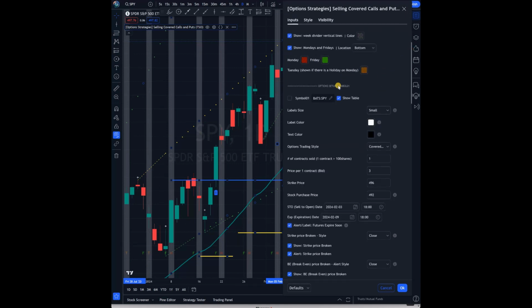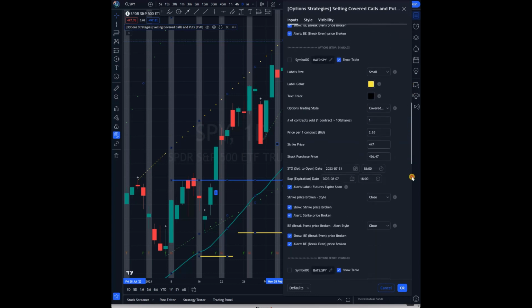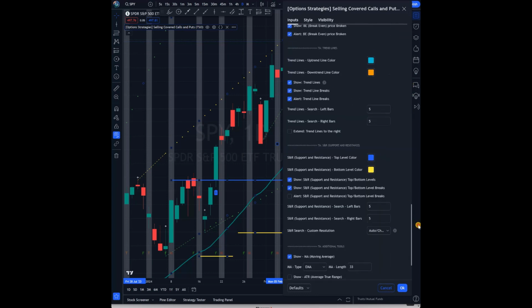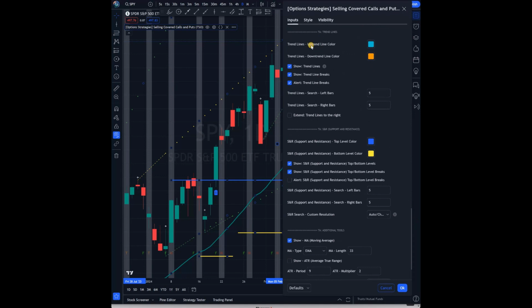Before we get into setups, there are 3 potential setups you can do on the same indicator. Before I do that, let me go over technical analysis tools. There are trend lines. I just rewrote them. They're much better. They're really good.